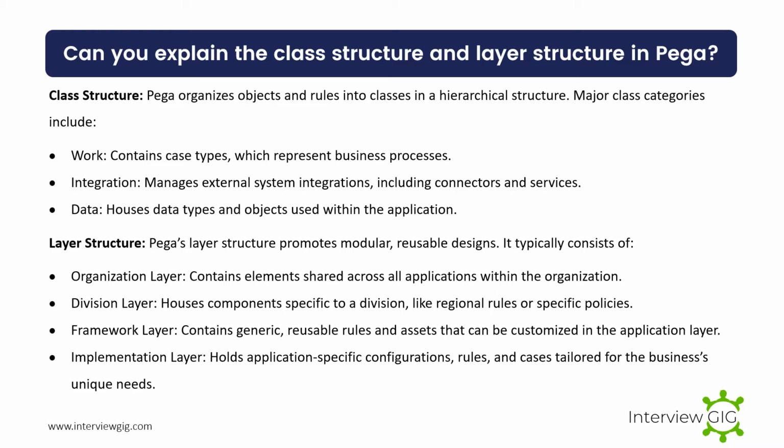Layer structure. Pega's layer structure promotes modular, reusable designs. It typically consists of: Organization layer. Contains elements shared across all applications within the organization. Division layer. Houses components specific to a division, like regional rules or specific policies. Framework layer. Contains generic, reusable rules and assets that can be customized in the application layer. Implementation layer. Holds application-specific configurations, rules, and cases tailored for the business's unique needs.